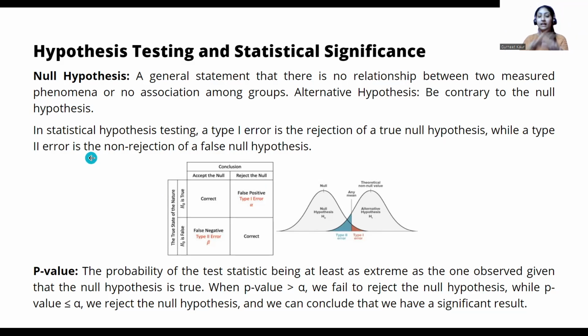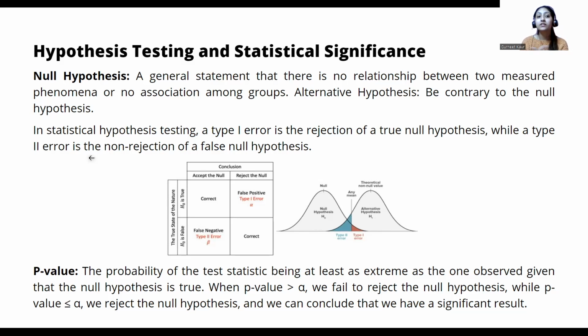So now, in statistical hypothesis testing, we have two types of error, type 1 error and type 2 error. Type 1 error is the rejection of a true null hypothesis. So type 1 error means that we found that there is a relationship among two measured phenomena, or association among the groups. That means we have rejected the null hypothesis, right? So we have claimed that there is a relationship between the two measured phenomena, right?